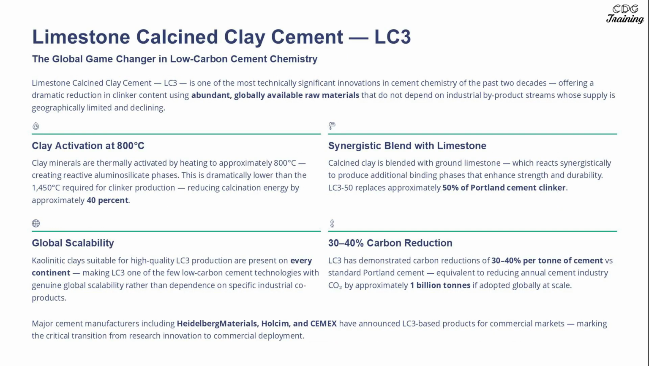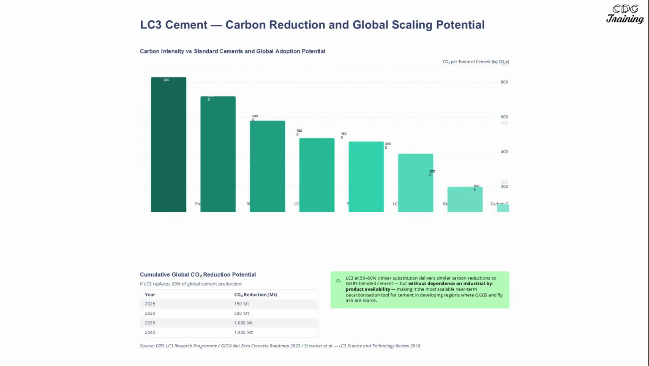Limestone calcined clay cement, LC3, is a groundbreaking innovation in low-carbon cement chemistry. It offers significant carbon reduction by using abundant, globally available raw materials. LC3 cement has the potential to significantly reduce global CO2 emissions. Its adoption can lead to substantial environmental benefits and support global sustainability goals.